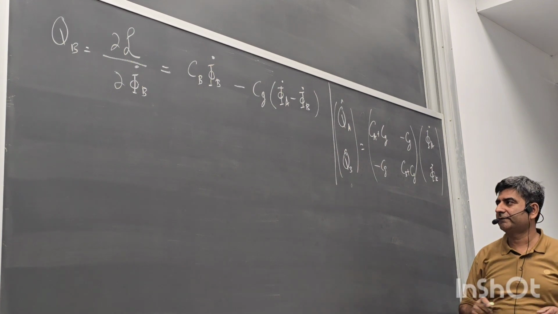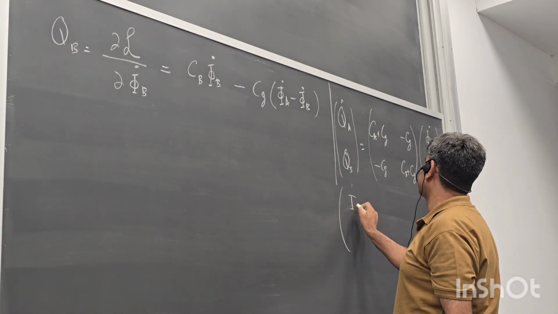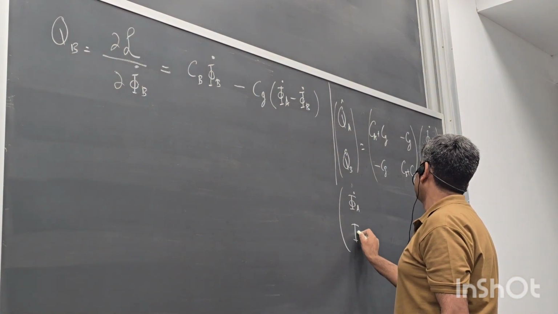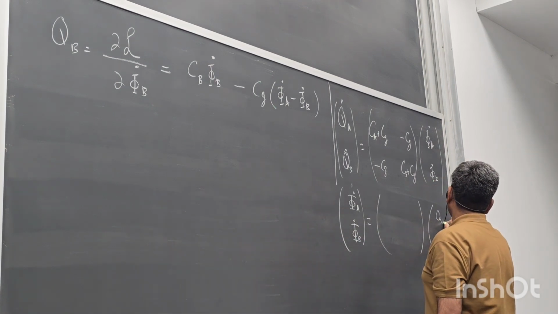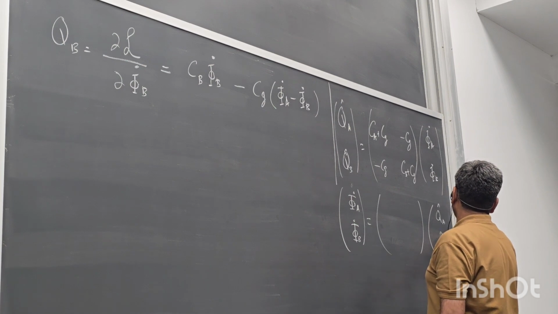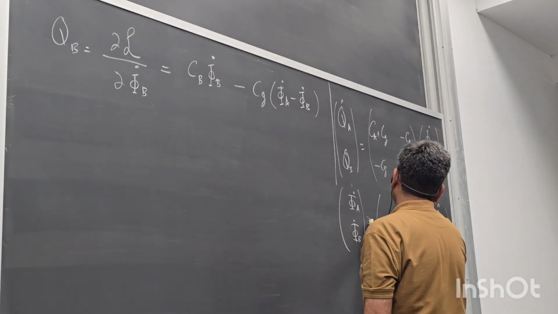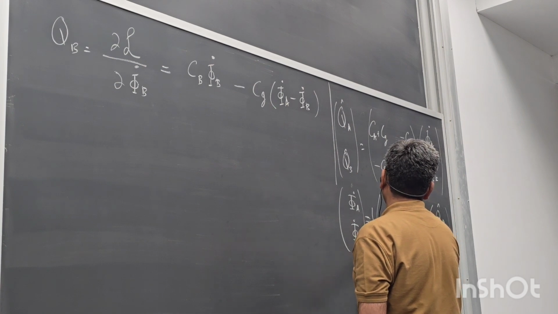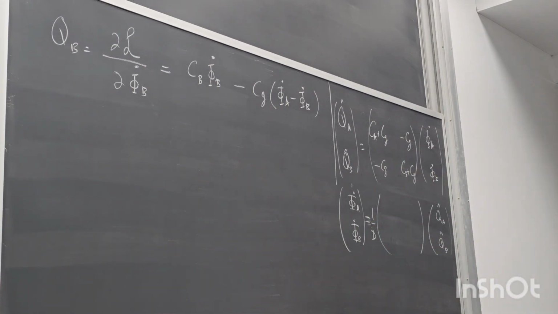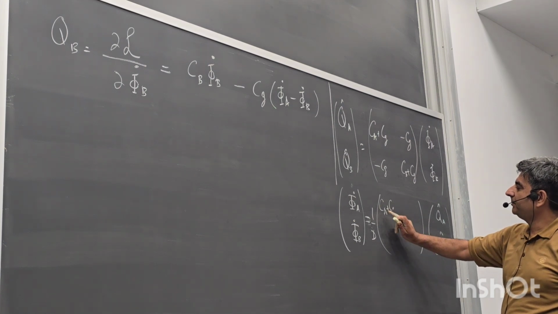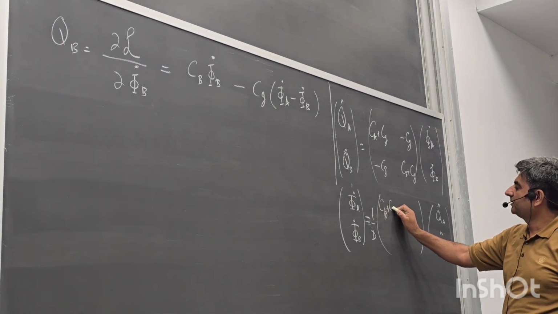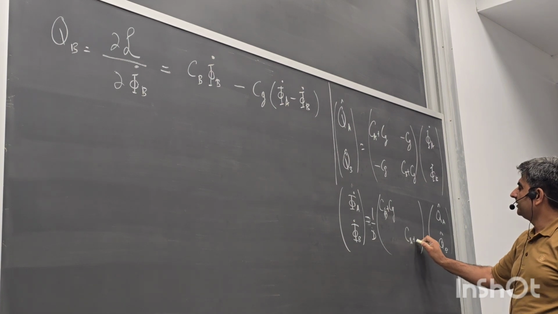The inverse of this equation would let me express phi A dot and phi B dot in terms of the charges. So here I will get one over the determinant of this matrix, and here I get CB plus CG, CA plus CG, correct?